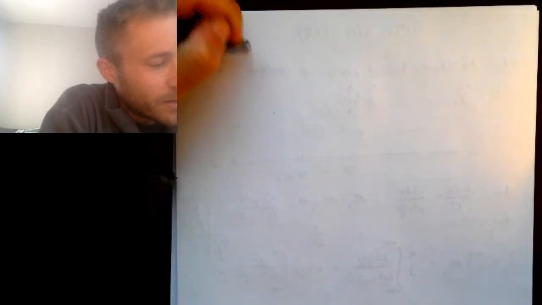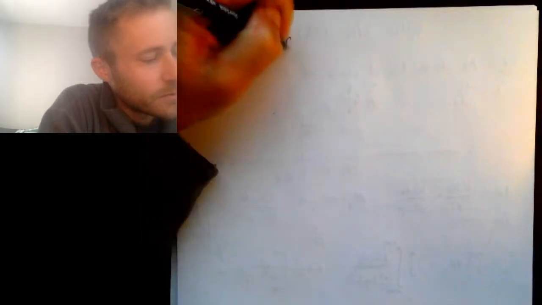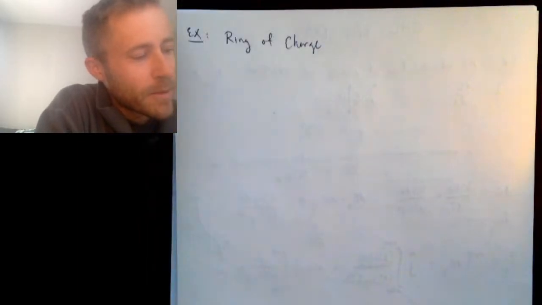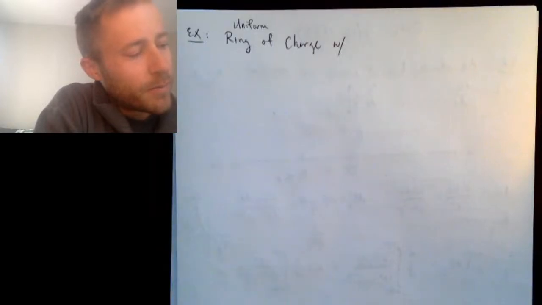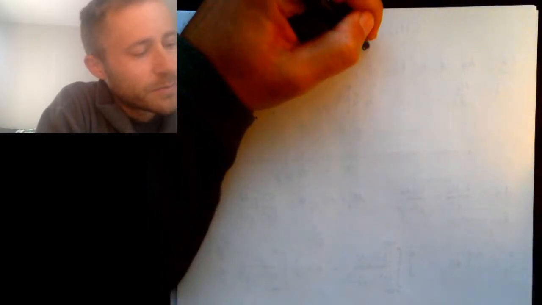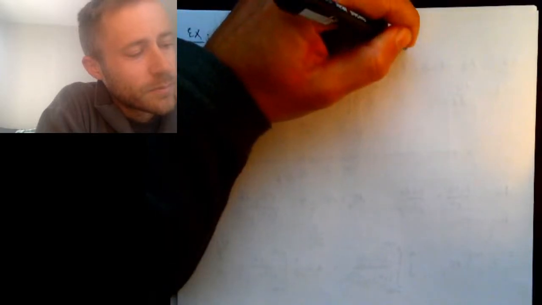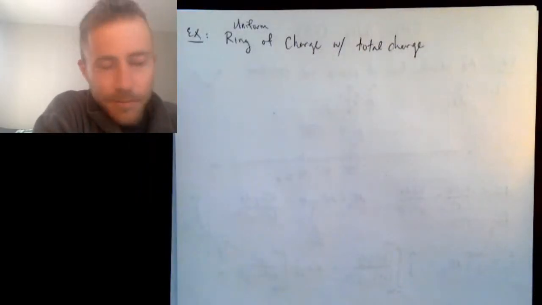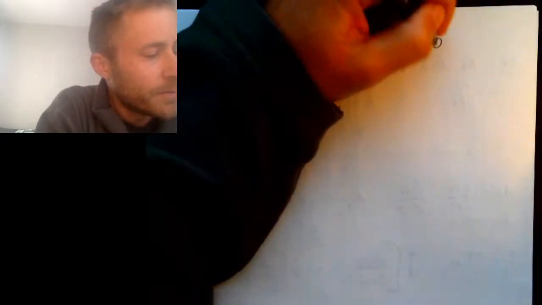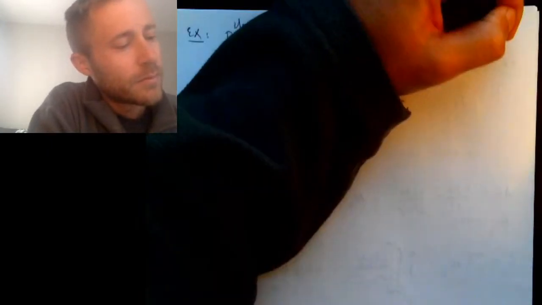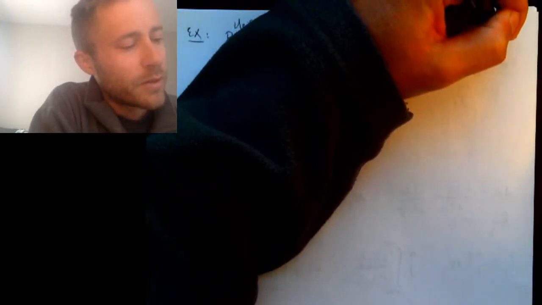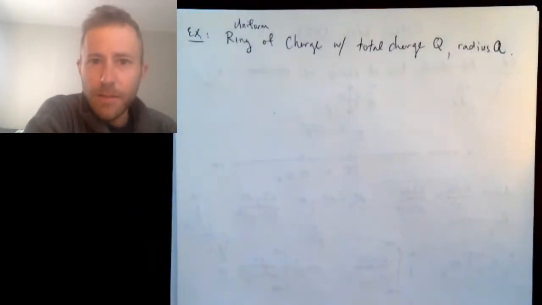So this example is going to be a ring of charge, a uniform ring of charge with total charge Q and radius, let's call it A, radius A.